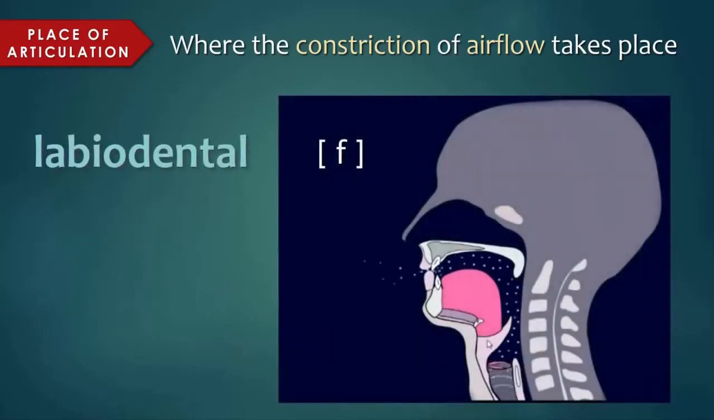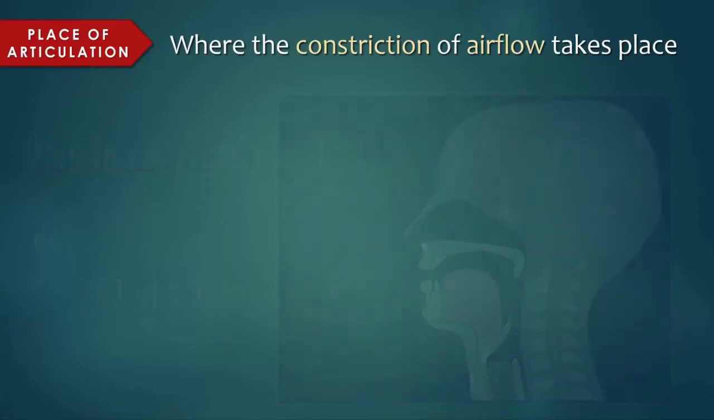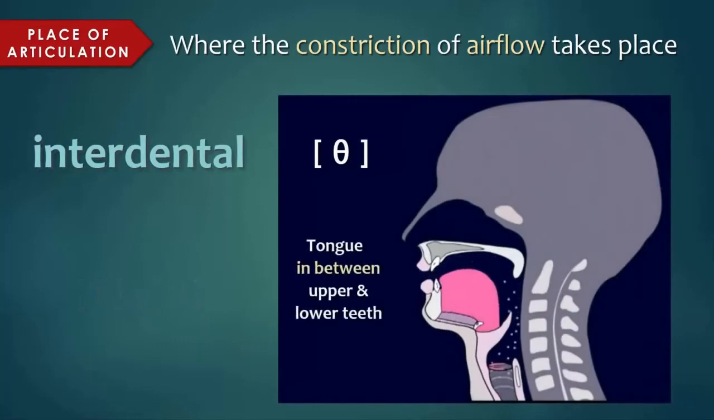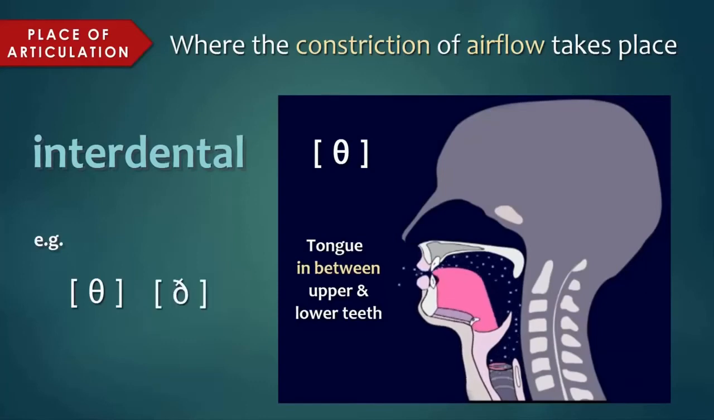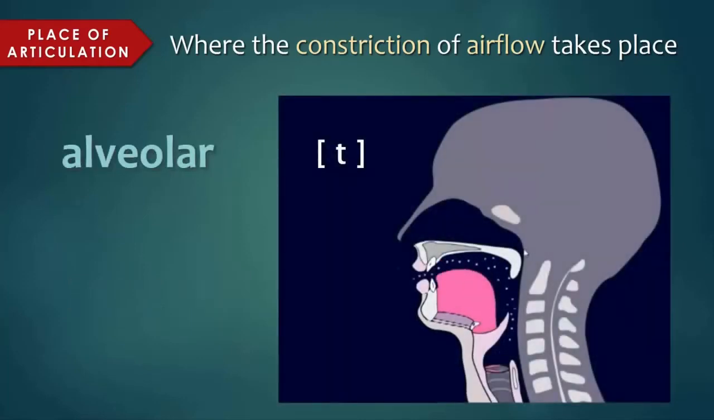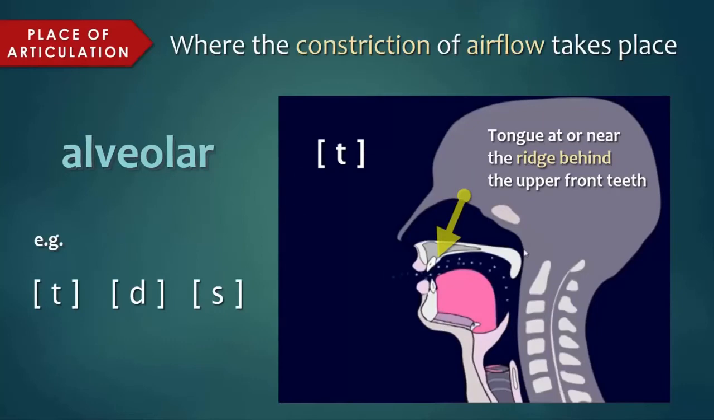Labiodental sounds are produced with the upper teeth and the lower lip, such as f, v. Interdental sounds are produced with the tongue in between the upper and lower teeth, such as th, th. Alveolar sounds are produced with the tongue at or near the ridge right behind the upper front teeth, such as t, d, s.